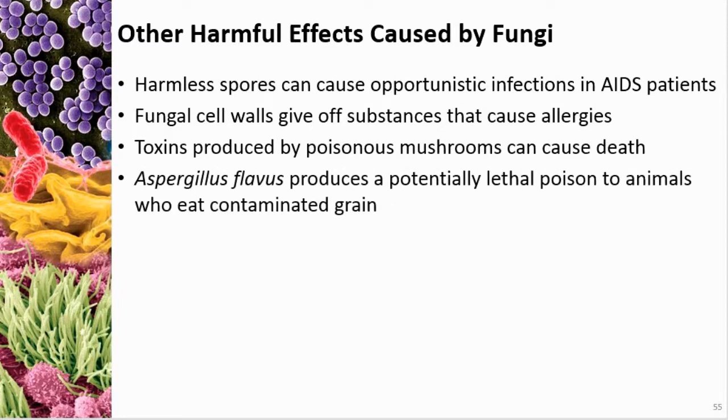If grain doesn't stay dry, there's a fungus called Aspergillus flavus that can kill animals who eat the grain that it's growing on. Generally, there are animals that are more sensitive. Horses, for example, are a lot more sensitive than cattle.